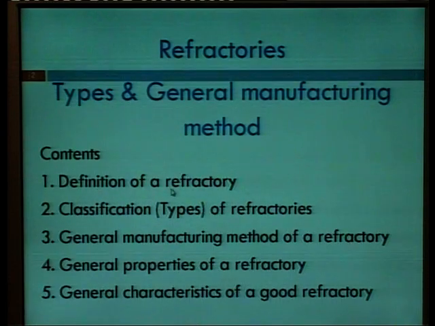So, in today's lecture we are going to discuss the following points. They are starting from the definition of refractory and how the refractories are used and classified based on their properties, general manufacturing method of a refractory, general properties of a refractory and general characteristics of a good refractory. These are the points which we are going to discuss during this lecture.